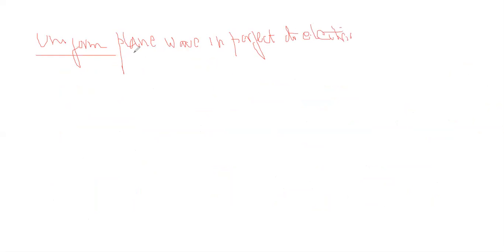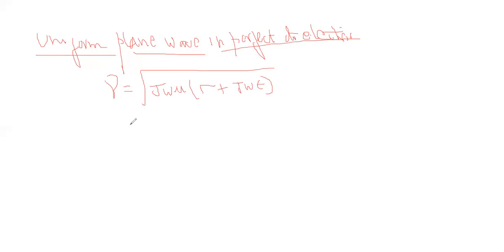Dielectric means the epsilon is present and sigma is 0, so that wave is propagated through the boundary conditions. The incident beam, the propagation constant gamma is equal to the square root of j omega mu (sigma plus j omega epsilon). This is the actual propagation constant equation.